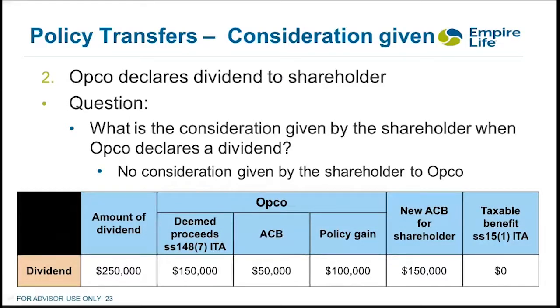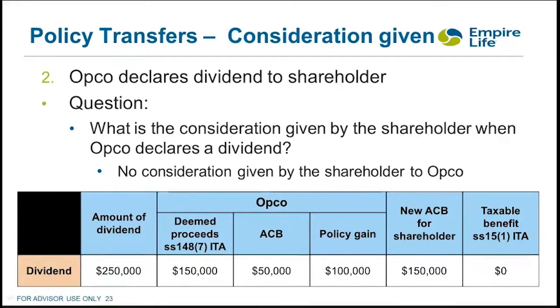Since one of the elements to consider in the context of these non-arm's length transfer rules is the fair market value of the consideration given, we should ask ourselves, what is the consideration given by the shareholder when OpCo declares a dividend? This question has been answered by the Tax Court of Canada in a case called Algoa Trust. The court determined that a dividend constitutes a transfer without consideration for the purposes of Section 160 of the Income Tax Act.